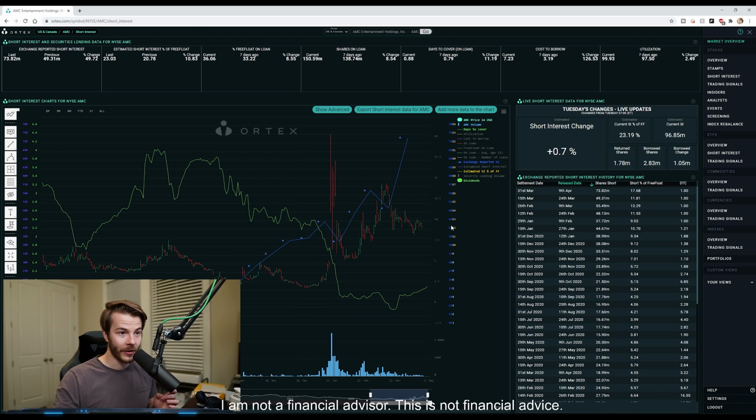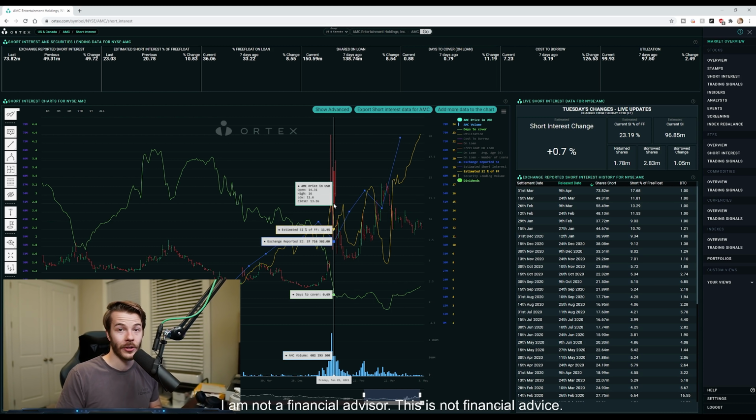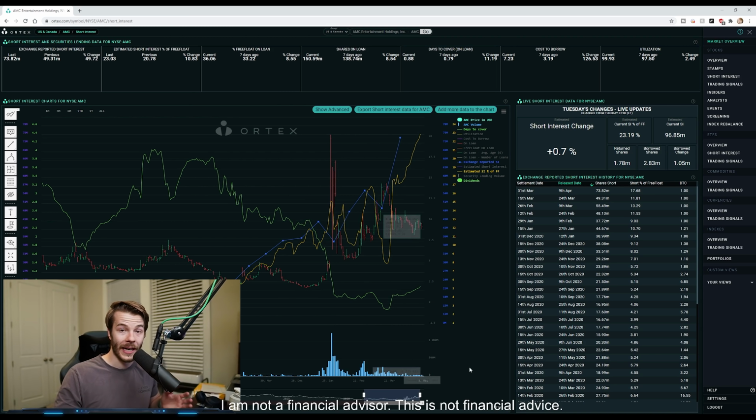And we can drop this yellow line in here, which is the estimated short interest of free float, and it's only increasing. And it's higher than what it was when we squeezed back in January. So if someone were to ask me, could we squeeze? Yes, we could absolutely squeeze.